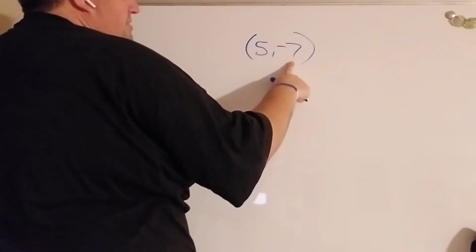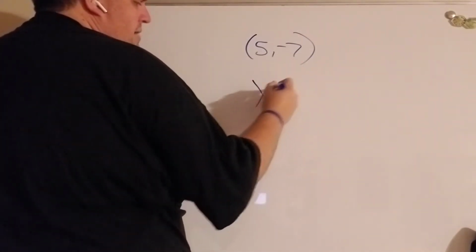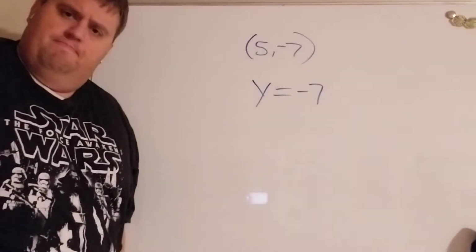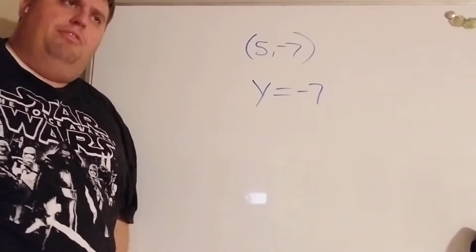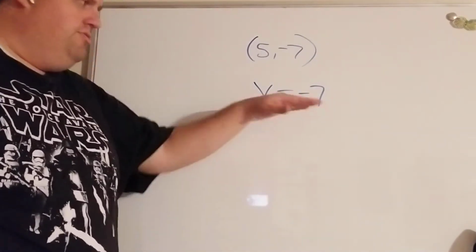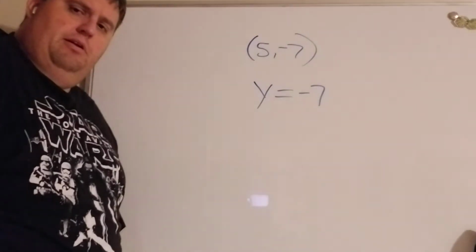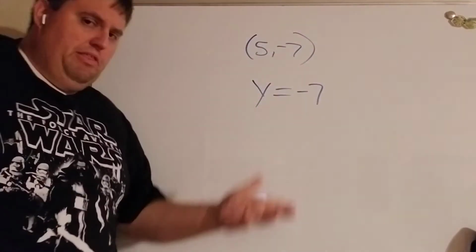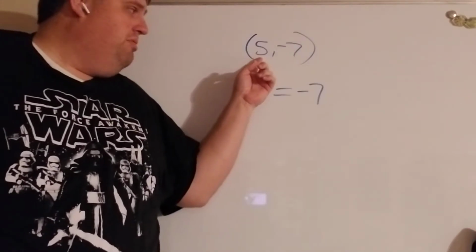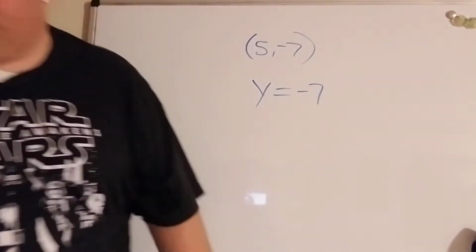So if the y value is negative 7 at this point, then my equation is just going to be y equals negative 7. So really, I'm testing that you know a horizontal line is really just y equals that number. And if it goes to that point, you pick that y value. If it was a vertical line that goes through this point, it'd be x equals 5, right?